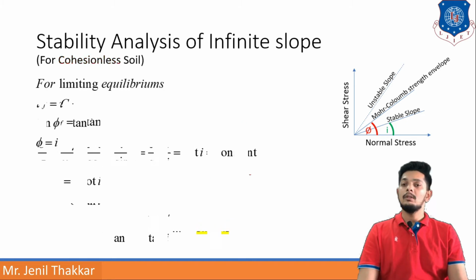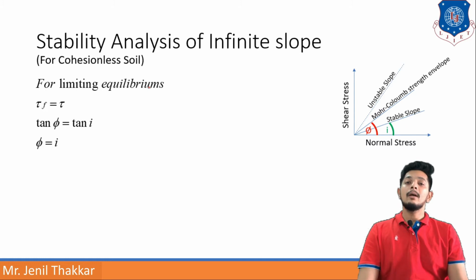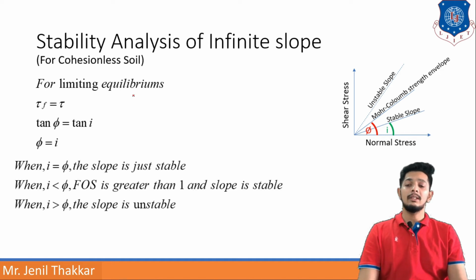For limiting equilibrium, when it is a limiting condition, tau f will be equal to tau. So the mobilized shear strength will be the same as the shear strength at the time of failure. Then at tau f equal to tau, we can write tan phi is equal to tan i, and so phi is equal to i. So we can also say that when i is equal to phi, the slope is at the limit of stability. That is why I have written stable slope here.